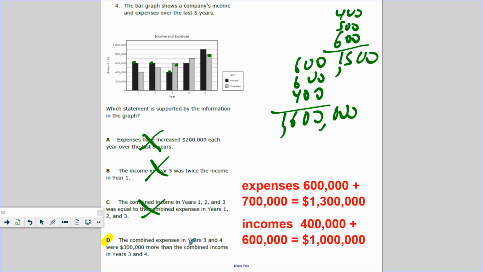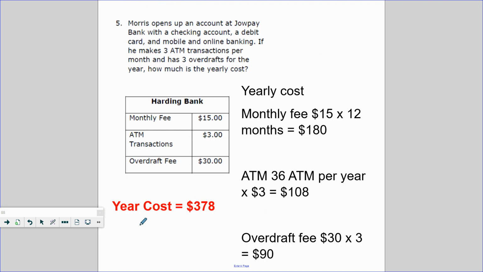The combined expenses in year 3 and 4, the gray one, this one right here, 600 and 400. Year 4, this is 700. That's 1,300,000, which is more than the combined income in 3 and 4. So if you add up 400 and 600, that's 1 million. So that's true. It's 300 more. D makes sense. So you just need to look at the part to whole.